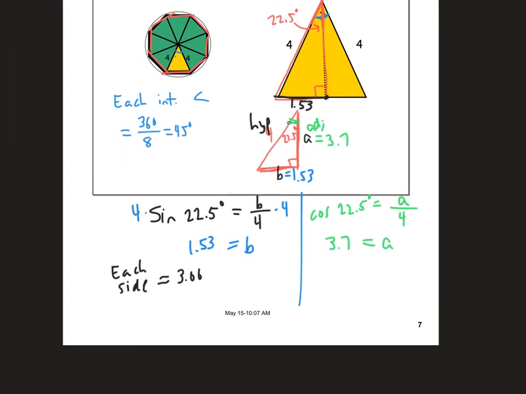Let's get that one out of the way. The perimeter: take the 3.06, times 8. That gets us a perimeter of about 24.48, whatever unit we're in. So the perimeter is done.